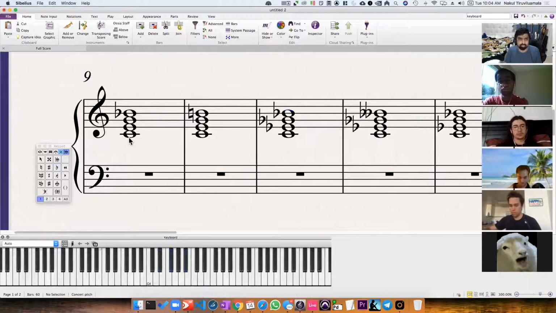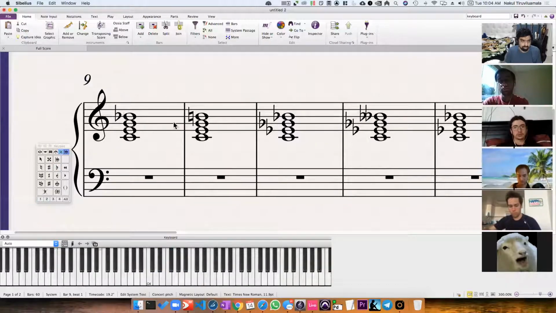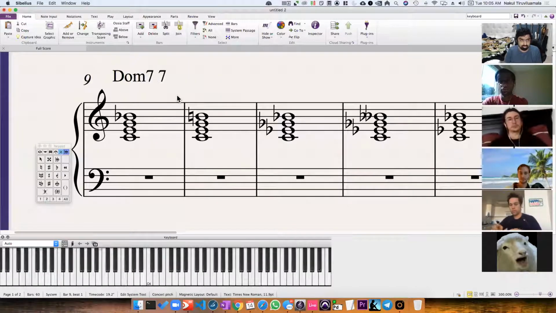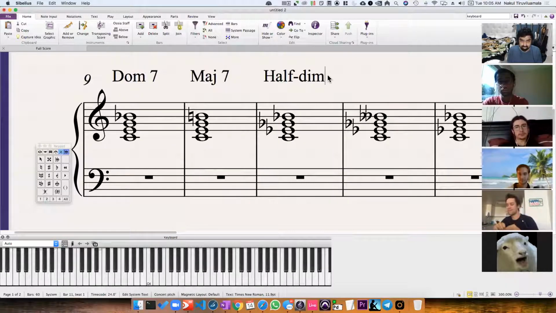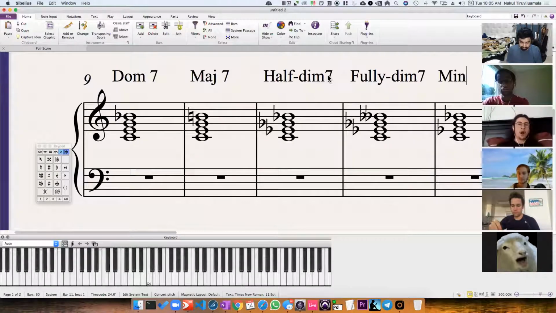Okay. So let's say this one more time. So this one right here is what? Dominant 7th, right? Great. I'll just write Dom 7. Okay. This one right here? Major 7. All right, great. This one? Half diminished 7. Great. This one's fully diminished, right? And this one's a minor 7.